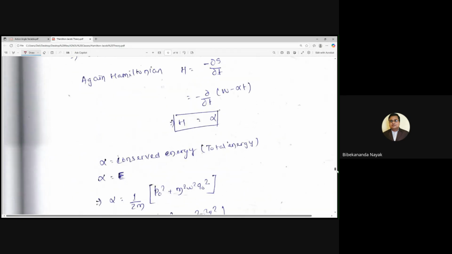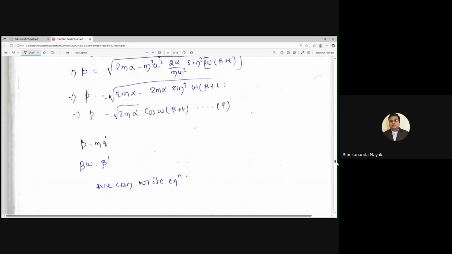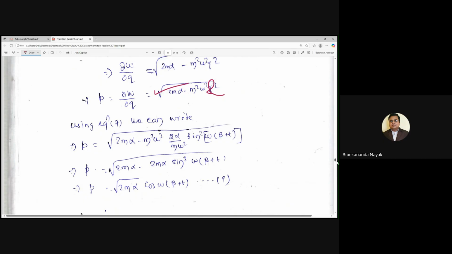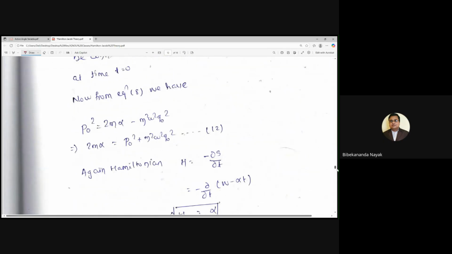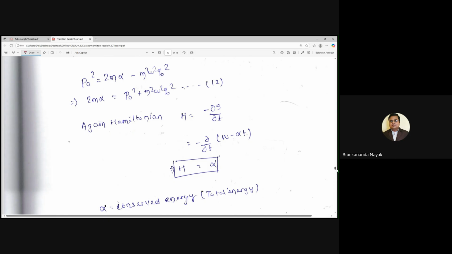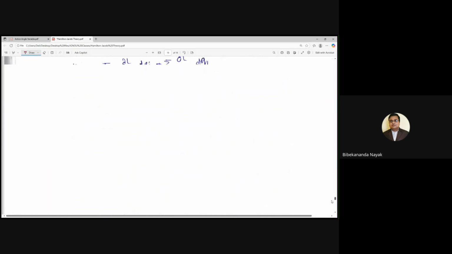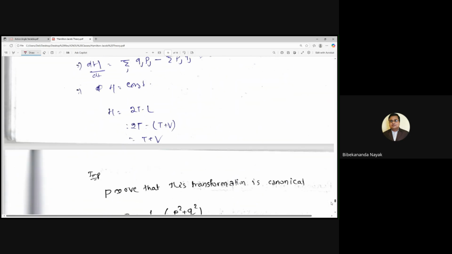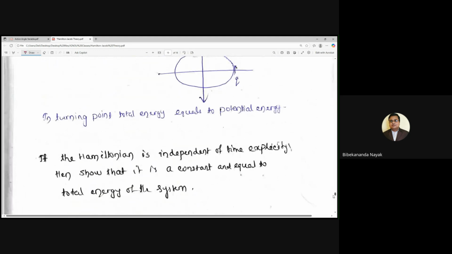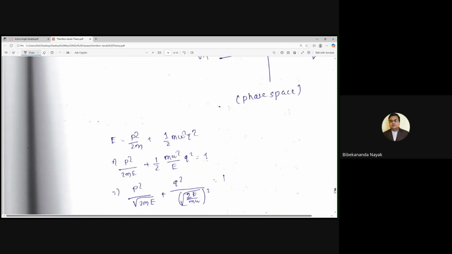These other things are written here. In terms of this, you get P and Q, and also H and alpha. Other things are not required to know. These are some problems. Okay, what is the problem?